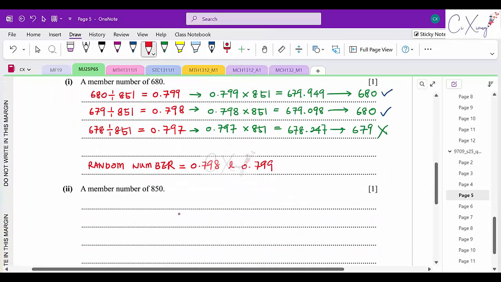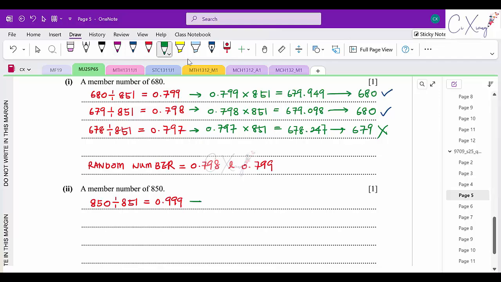Okay, then let's continue further for part 2. A member number of 850. The same thing happens here. I try 850 divided by 851. What do I get? I get 0.999. Then I double check back. I use 0.999 multiplied by 851 and see what I get. I'm getting 850.149. That means this is 851, right? This is not the answer that I want because I'm looking for 850.